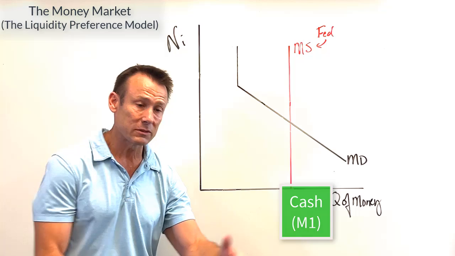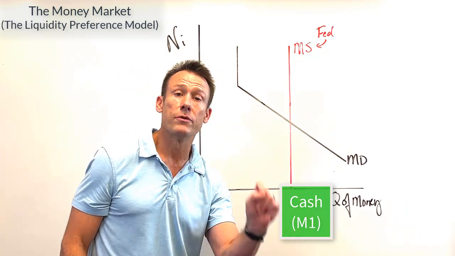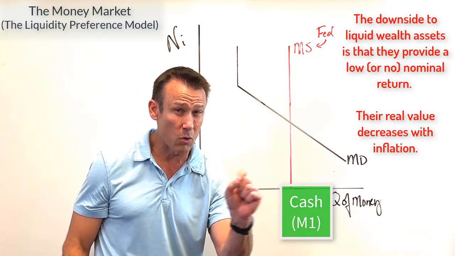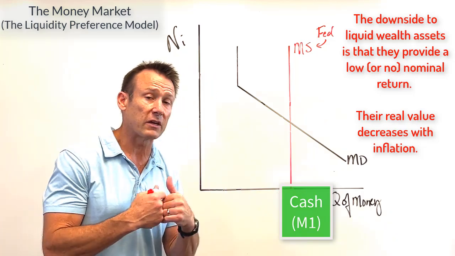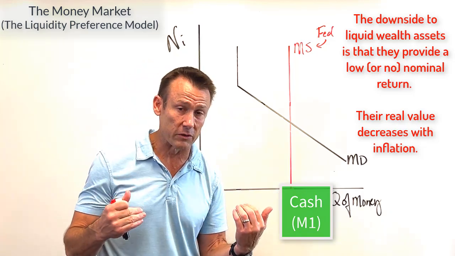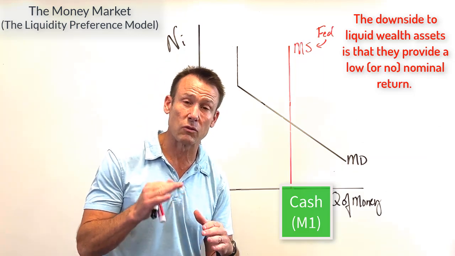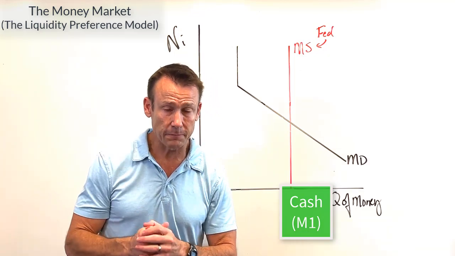What is the downside to M1? They're going to provide a low or no nominal return. So when you think of your M1, I want you to think of low or no nominal return. Your currency you hold provides no nominal return at all. Checking accounts usually provide very low interest rates, most of them, and savings accounts still generally have lower nominal returns than these other wealth assets, okay?